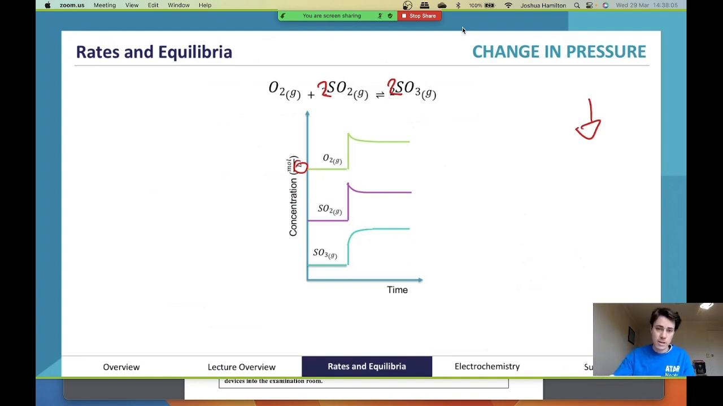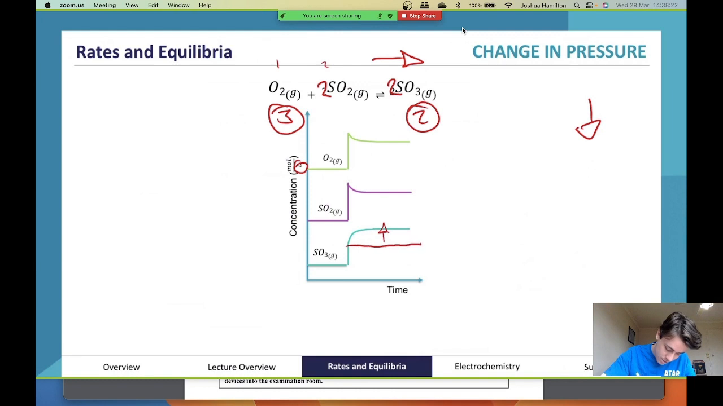So everything is increased. Because everything is increased, what do we want to do as a system? We want to decrease. So here, I've got 1, 2, 3 particles on the left. I have 2 on the right. So which one has less? It's the SO3. So we're going to go forwards. So the SO3 has increased. As you can see here, we have a space there that is about equal to this. It's probably not perfectly equal, but these two here are meant to be equal, and then this one is going to be half of it.